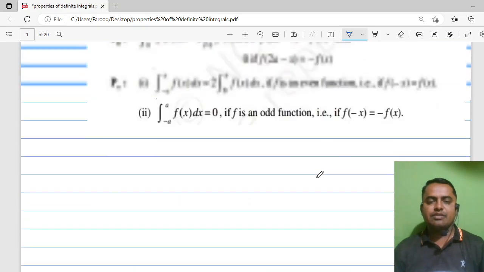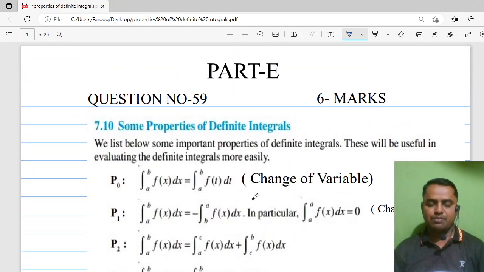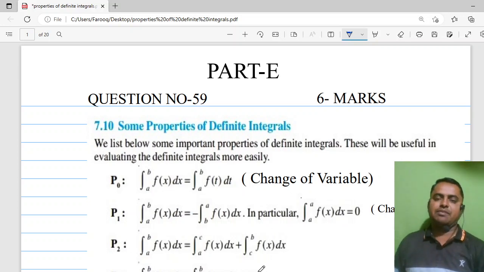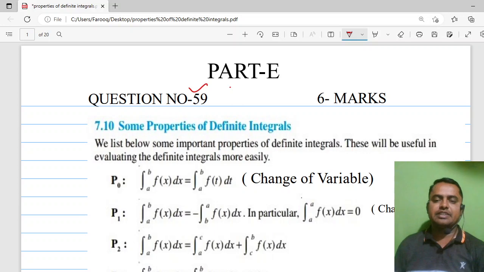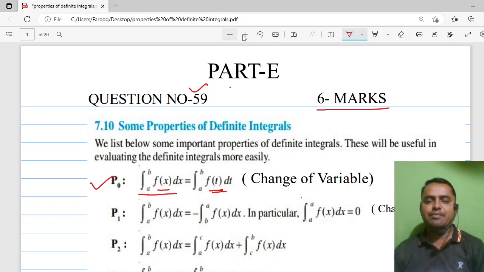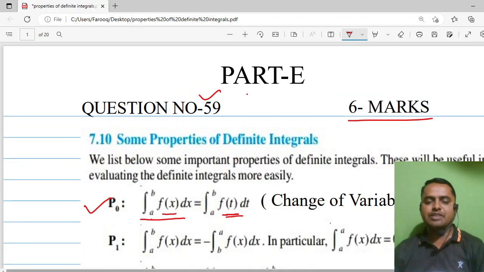First, an introduction to the properties. These are very important properties that will appear in Part E, question number 59 for 6 marks. The first one is the integration from a to b of f of x dx is equal to the integration from a to b of f of t dt. In this property, observe what we are doing here.